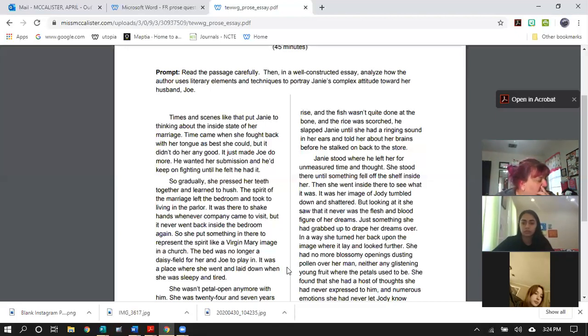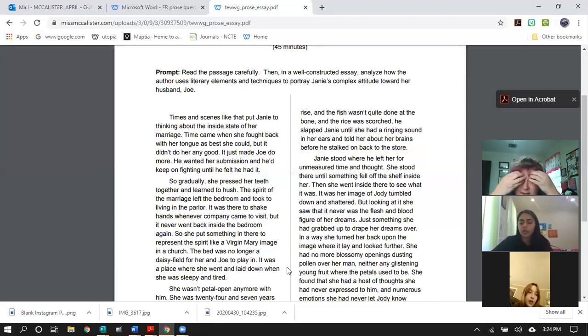What about the flashback for the daisy field comment? The bed was no longer a daisy field for her and Joe to play in. It was a place where she went and laid down when she was sleepy and tired. I said that's a flashback to earlier times, and that the author includes it to show us the difference between the way the relationship was when it was young and new and they were frolicking around in the fields, versus now, when they're just laying in bed next to each other because they're exhausted.